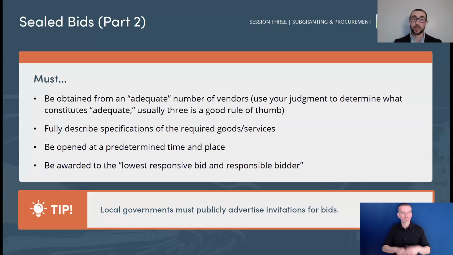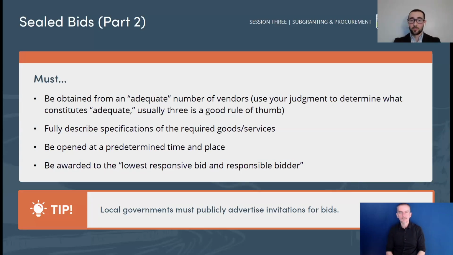In your sealed bid, you need to provide a full list of specifications required of the goods and services that are to be provided. Your sealed bid needs to be opened at a predetermined time and place, and you need to award that contract to the lowest responsive bid, and the bidder has to be a responsible bidder. So the lowest cost, and to the company that can provide it responsibly and adequately, right?